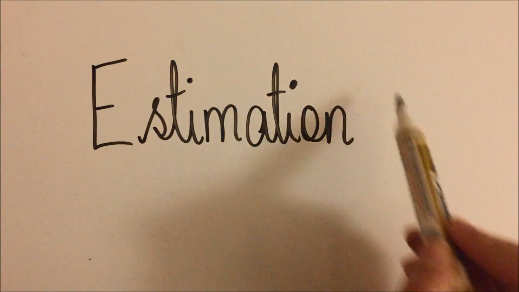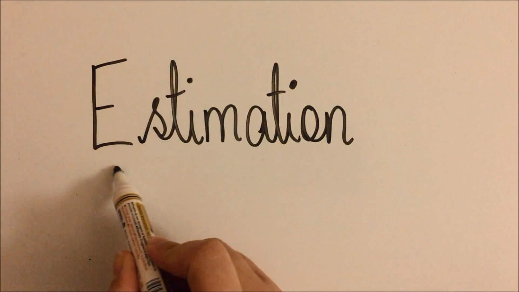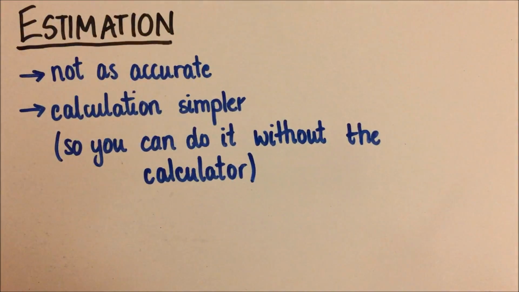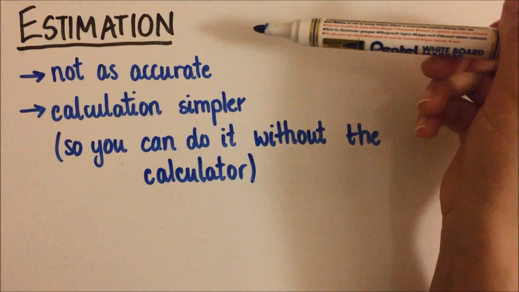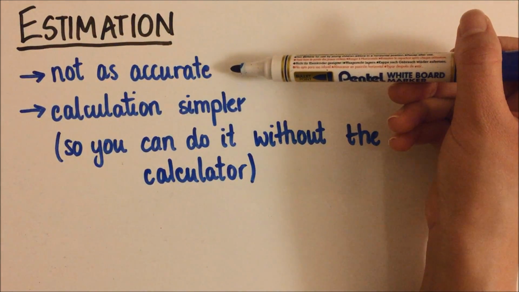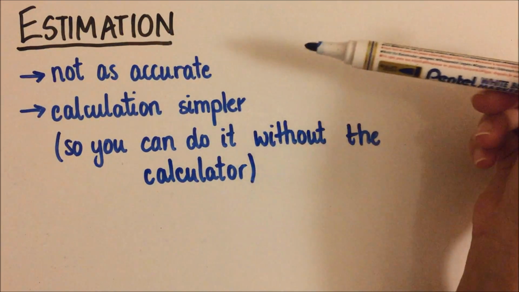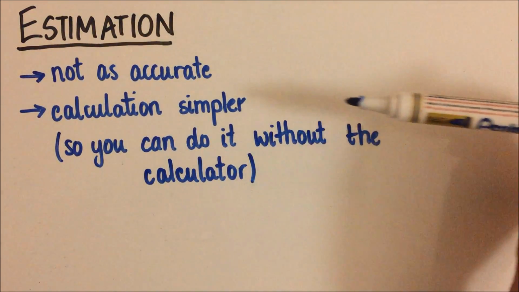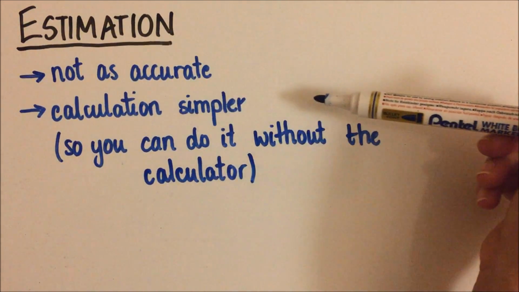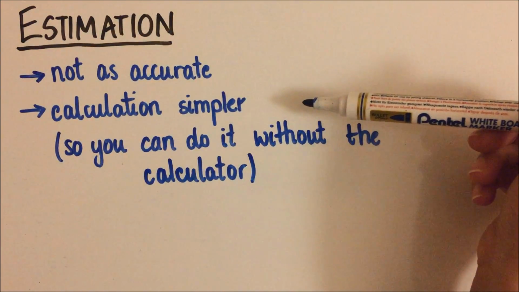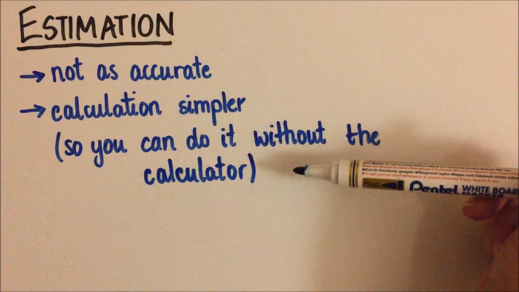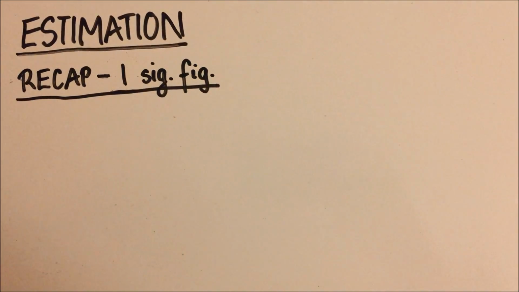In this video we're going to be concentrating on how to estimate. When we estimate, the answer that you get is never as accurate as the actual answer, and the reason why we estimate is because we want to make the calculation simpler, and the reason why we want the calculation to be simpler is so that you can do it without a calculator.